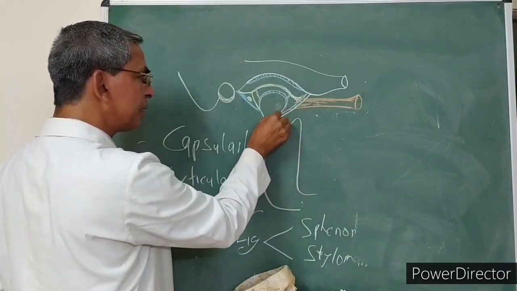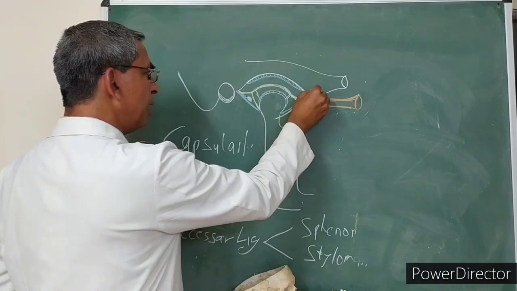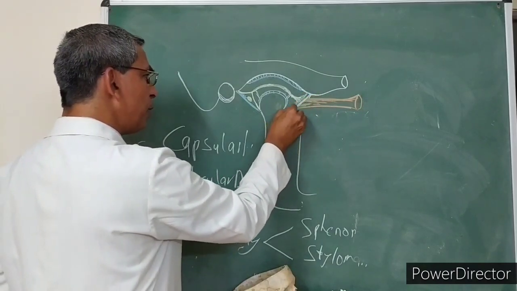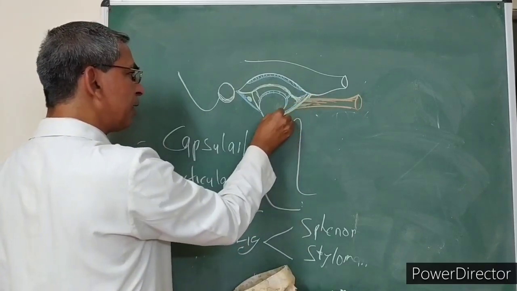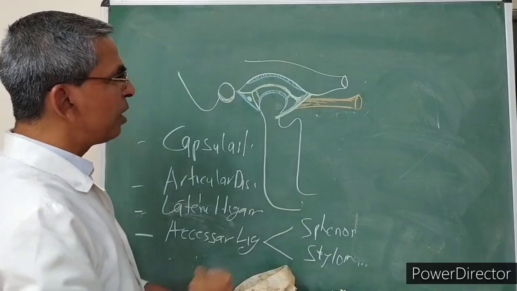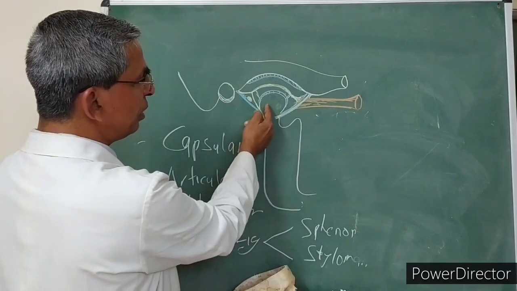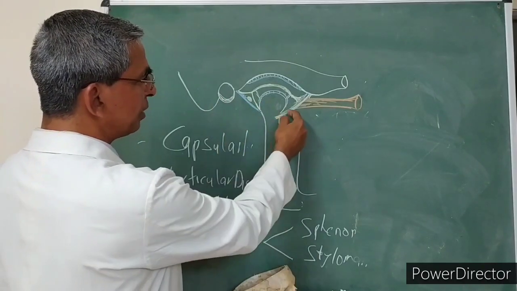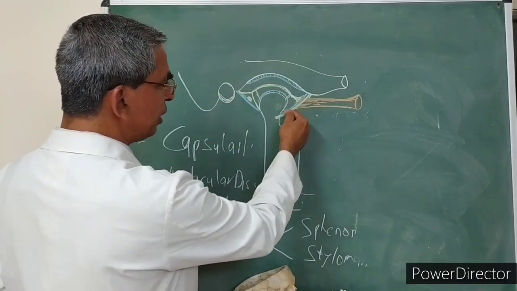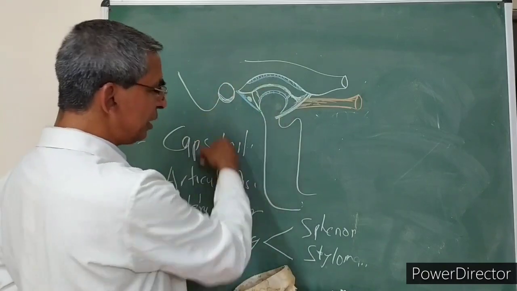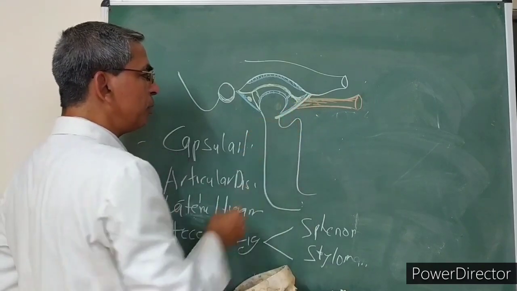It is attached at the neck of the mandible, where the capsule is located. So we can say this ligament merges with the capsule anteriorly. This lateral ligament is important because it prevents the backward tilting or backward shifting of the head of the mandible. When the head tries to go posteriorly, this ligament stops it. So this ligament prevents the backward displacement of the head of the mandible. So this is the lateral ligament of the temporomandibular joint.